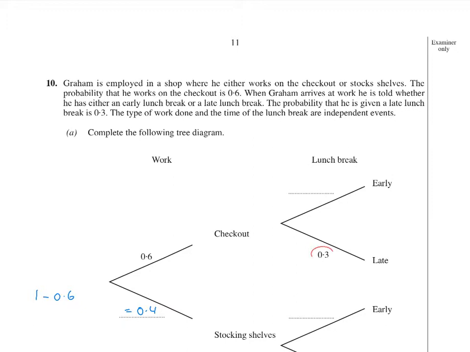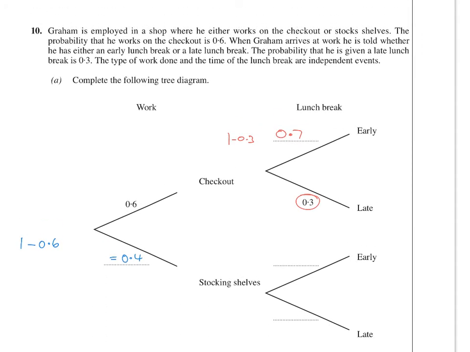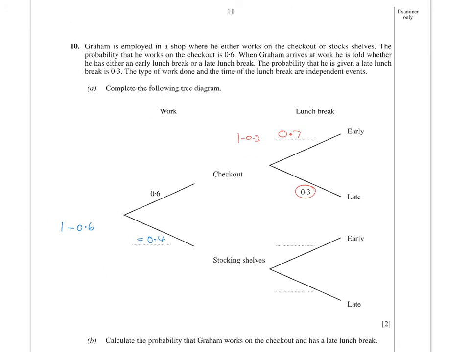Similarly here, because I know that's 0.3, if I do 1 take away 0.3, that will tell me this option here, 0.7. Okay, and that means I can go and put in that information here and here as well. So 0.7 on the top one, 0.3 on the bottom one.